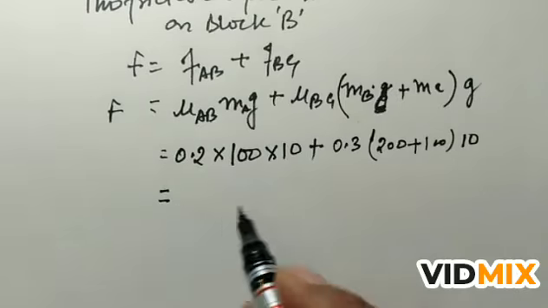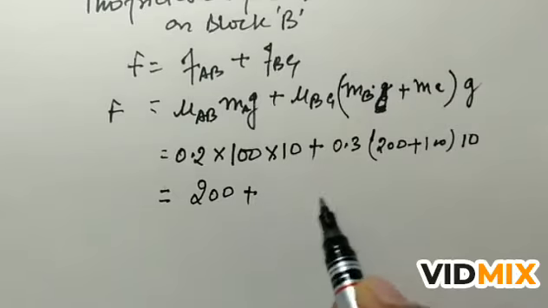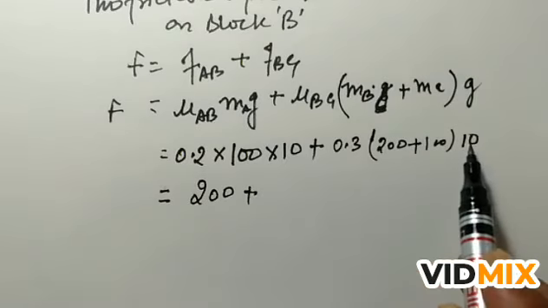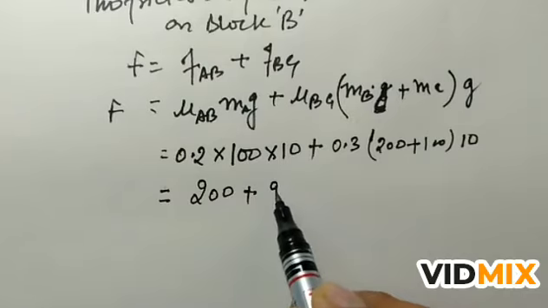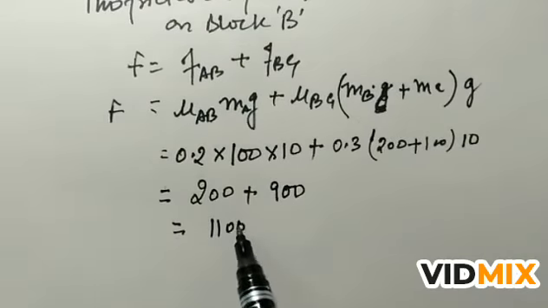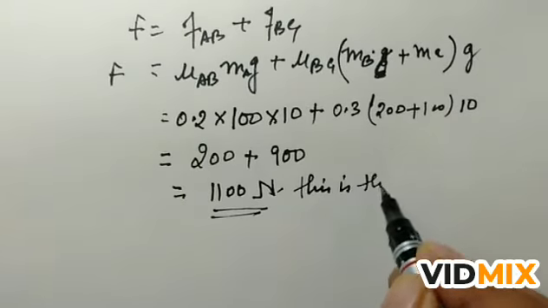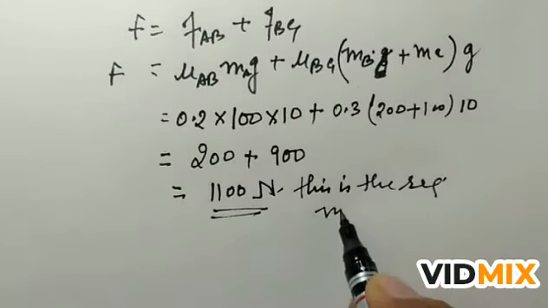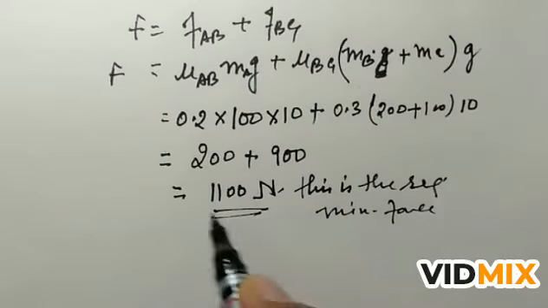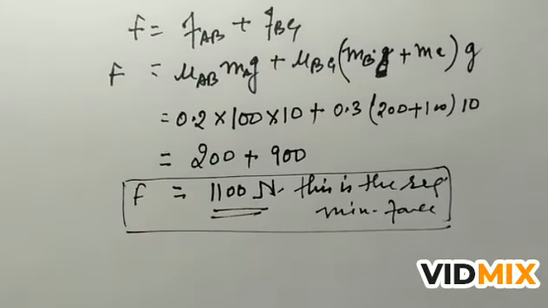So when you solve all this, it will be 200 plus 900, so the total force will be 1100 Newton. So this is the required minimum force.